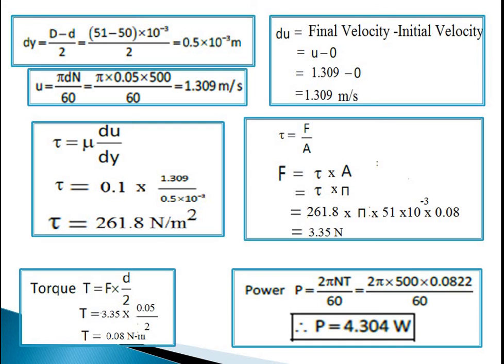Now we move further to the torque T. Torque T can be calculated as T equals F into D by 2. So T can be calculated as 0.08 Newton meter. And from the calculated torque T, power P can be calculated as P equals 2 pi N T divided by 60. So it is 2 pi into 500 into 0.0822 divided by 60. So it is given as 4.304 watt.